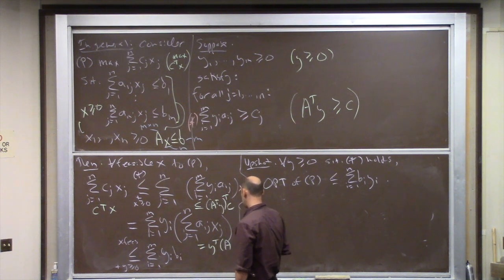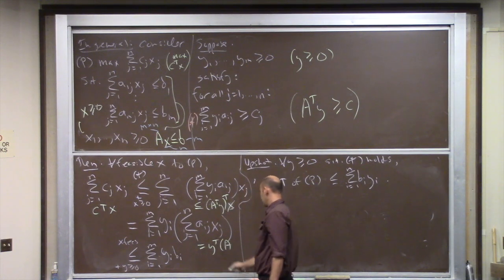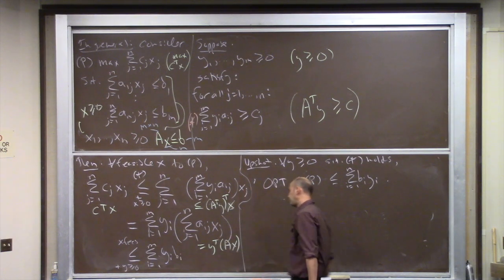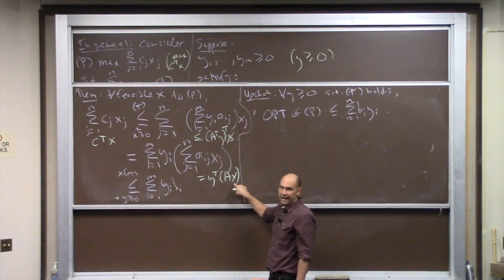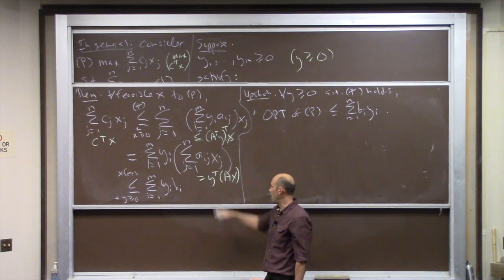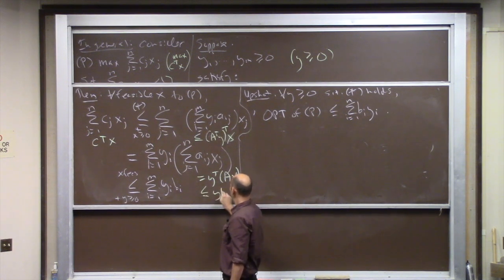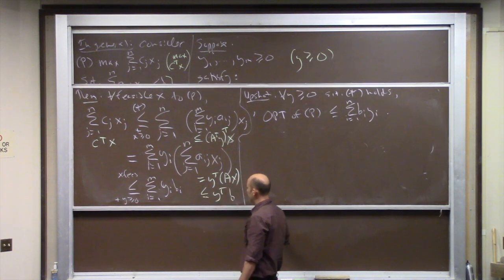I screwed this up again, didn't I? Sorry about that. It should be X. AX. And then the final step is just using that B dominates AX component by component and Y is non-negative. So this is at most Y transpose B. Okay?